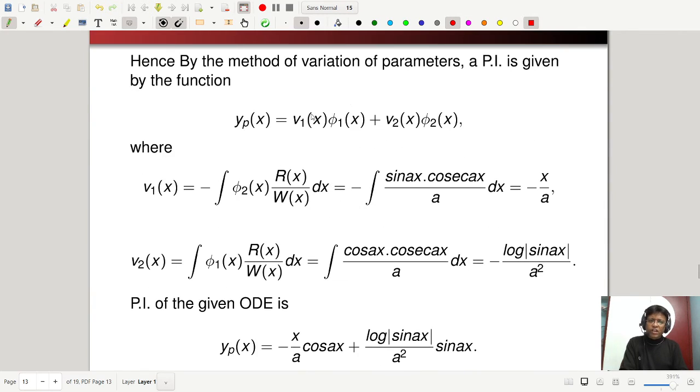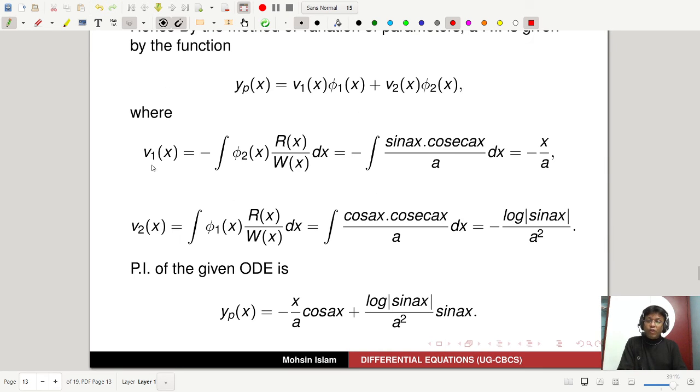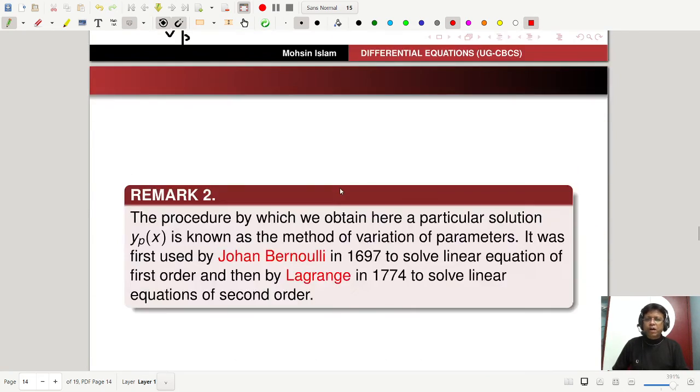Hence, by the method of variation of parameters, a particular integral is given by the function yp(x) equal to v1(x) phi 1(x) plus v2(x) phi 2(x). This is the formula. Already we have explained in the theorem, the proof is there. So you can calculate v1(x) by this formula. Very simple. Or you can do a lengthy process by using the technique which I have described in the proof.